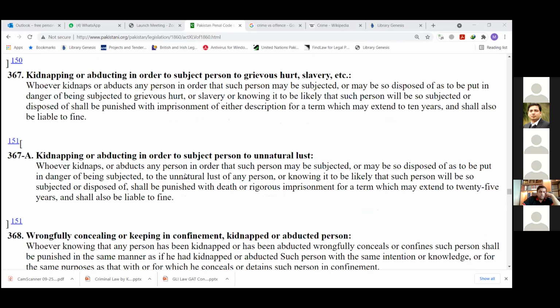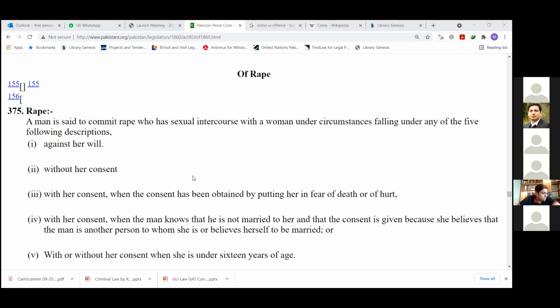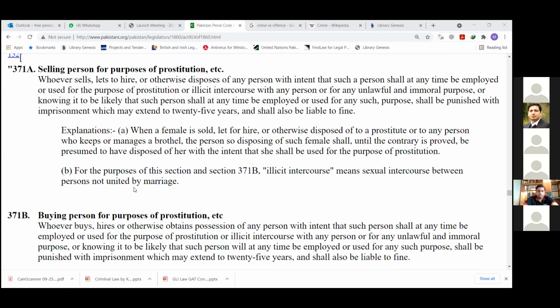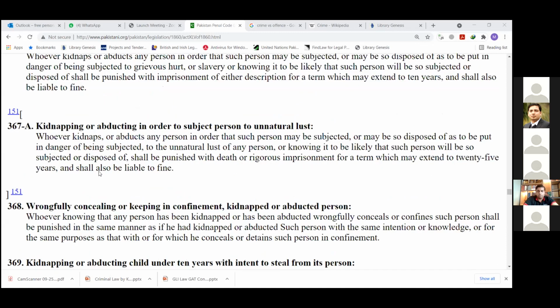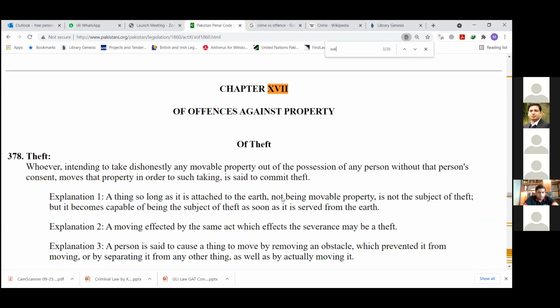So the chapter goes on, and let us just concentrate on chapter number 17. Offenses against property.